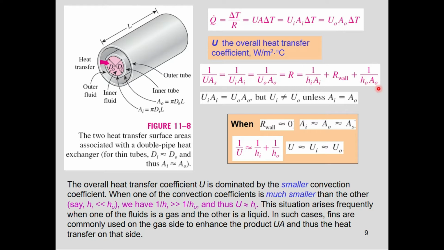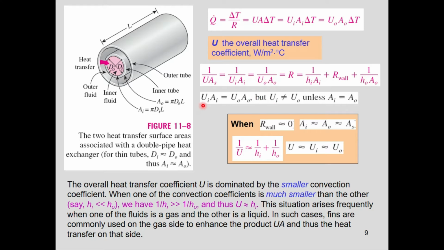Perhaps you are wondering why we have two overall heat transfer coefficients, Ui and Uo, for a particular heat exchanger. The reason is that every heat exchanger has heat transfer surface areas such as Ai, which is the inner surface area, and Ao, which is the outer surface area, and these surface areas are not equal. So that's why we have two different surface areas, Ai and Ao, right?